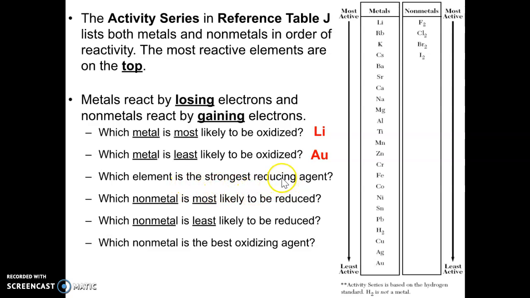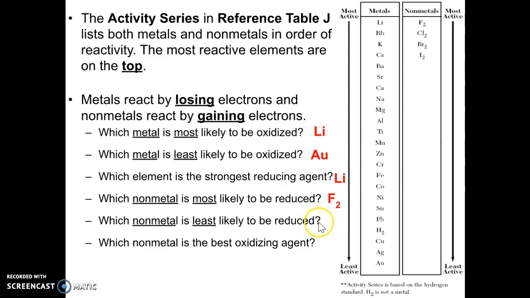Which element is the strongest reducing agent? Now remember, whenever it says agent, it always means the opposite thing. So if it's asking for a reducing agent, it's asking for what's being oxidized, and here we said most likely to be oxidized is lithium. So lithium. Now it switches to the nonmetal side. Which nonmetal is most likely to be reduced? Well, again, we flipped it. For nonmetals, fluorine wants to gain electrons the most. So fluorine is most likely to be reduced.